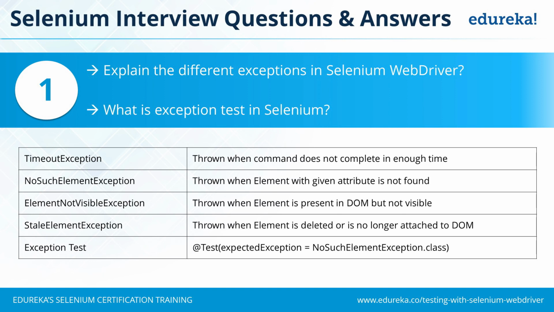The first one is timeout exception. Timeout exception is thrown when the command does not complete in enough time. For instance, you tell your Selenium WebDriver script, okay, 30 seconds is the maximum time for which you can wait before you move ahead or before you throw an exception. And the command does not complete in 30 seconds. So you will receive a timeout exception on your console.